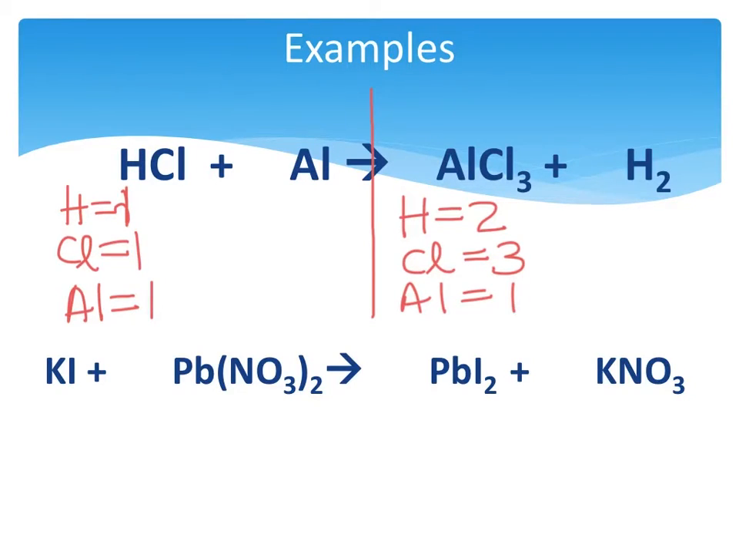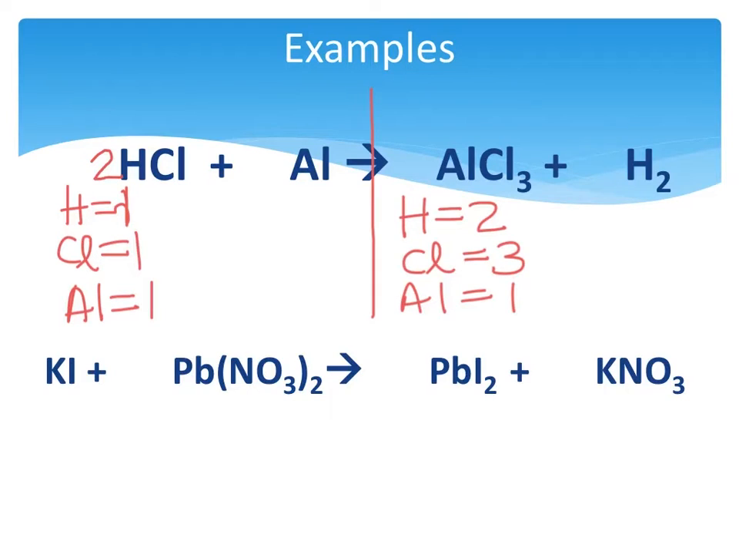So now you just have to pick which one you want to balance first. Let's pick hydrogen since that's the top one. How many hydrogens do we have over here? We have 2 here, and we have 1 here. So in order to get 2 over here, we're going to change this to a 2. Okay?